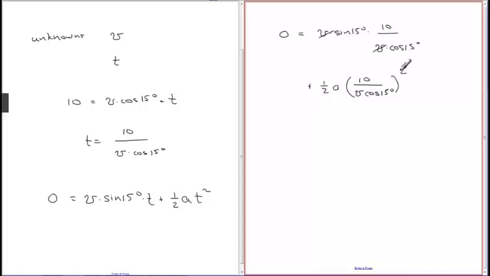So let's see what we can do here. So I only have one unknown, which is v. So sine of 15 divided by the cosine of 15 is tangent of 15. And if we subtract that from both sides, we'll have negative 10 times the tangent of 15 degrees. On the right-hand side, we have 1/2 a, and we have 10 squared, which is 100, divided by v squared times the cosine of 15 degrees squared.